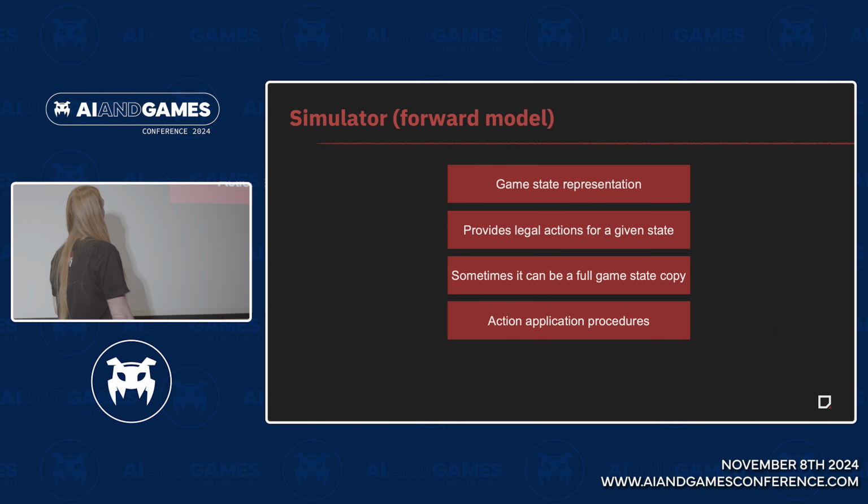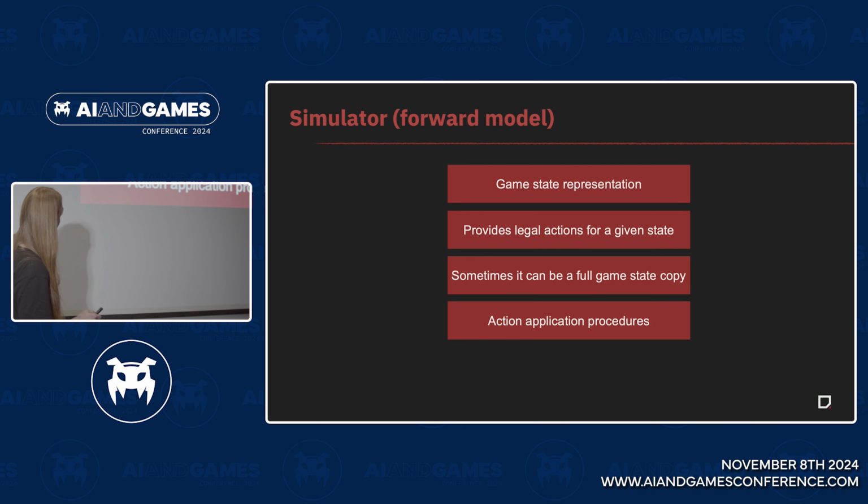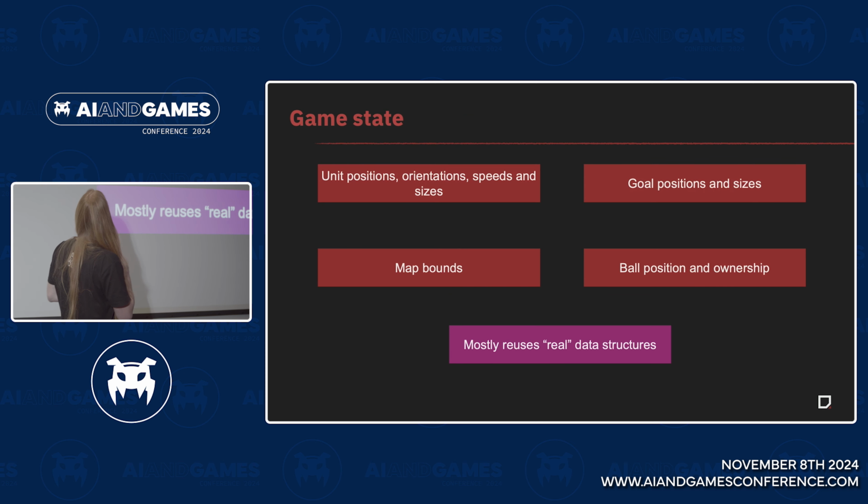All right, so to build a forward model, first you need the world state, and it was pretty easy for us because we could just reuse the data that we had in the game. So the whole representation of... oh, sorry, you know what a forward model is, so I'll proceed to this one.